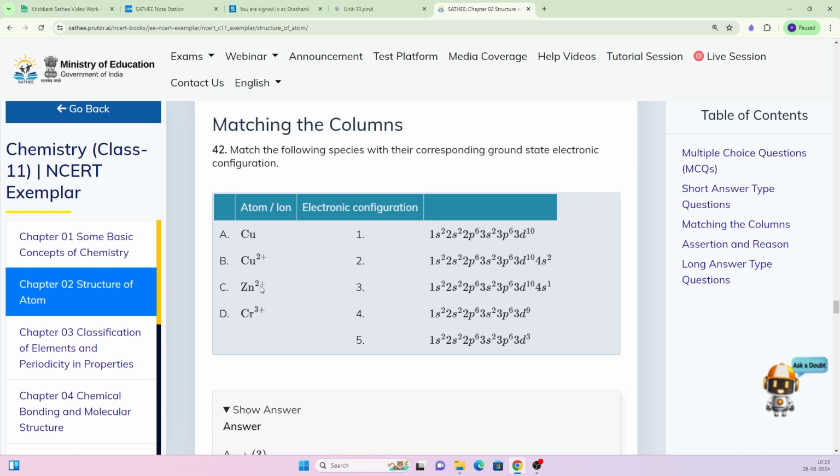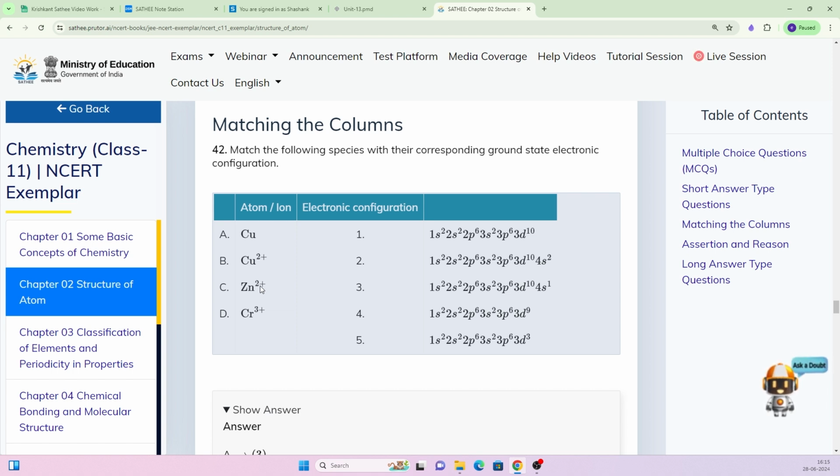What about zinc 2+? So iron, cobalt, nickel, copper, zinc. After copper comes zinc. It has an atomic number of 30, out of which 2 electrons are removed. So what would that result in?